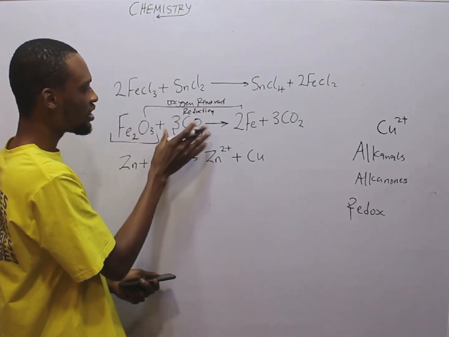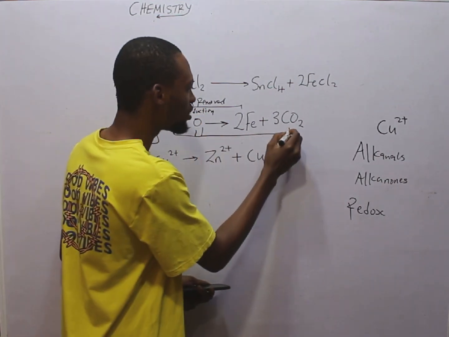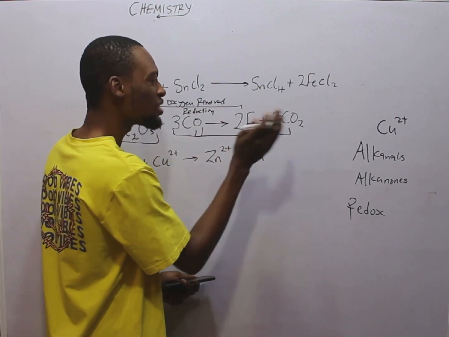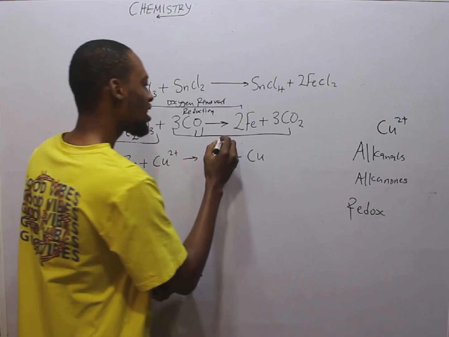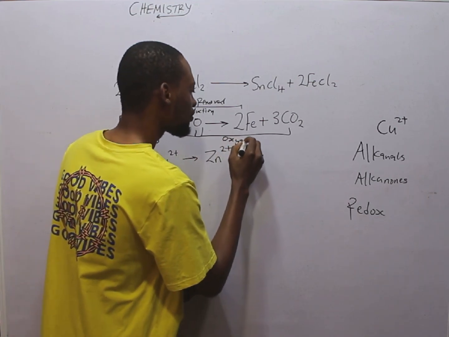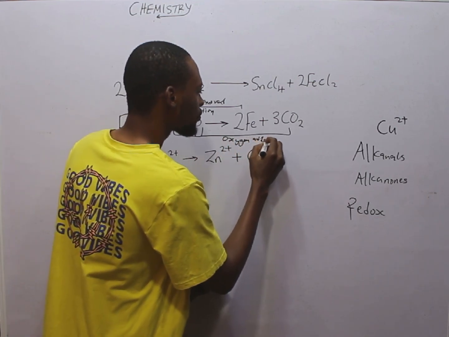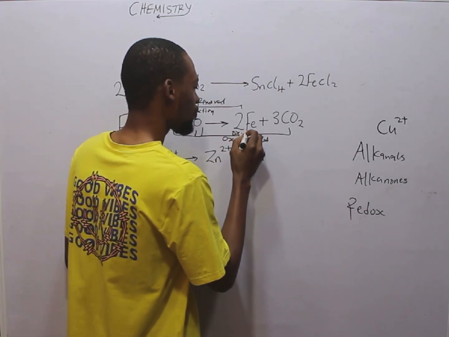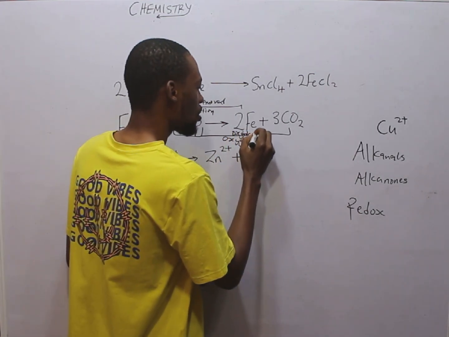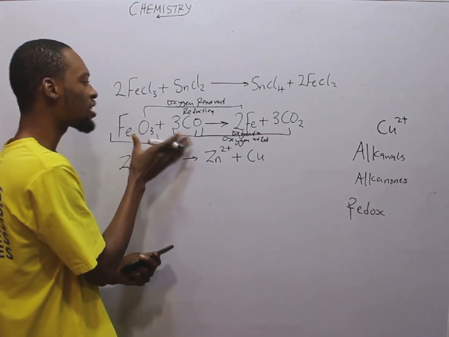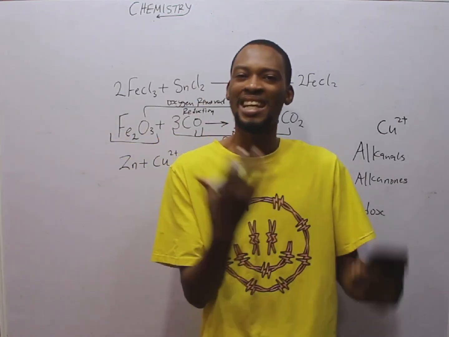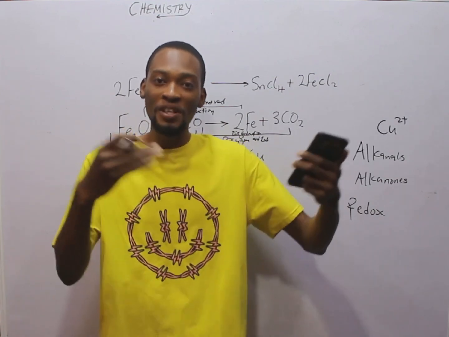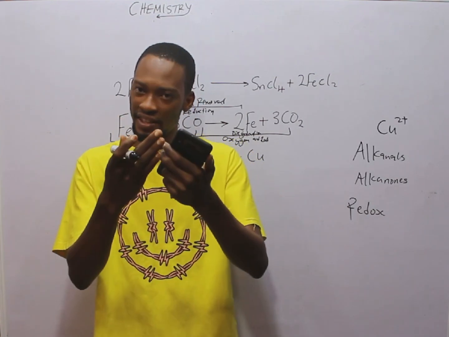Now, look at something. Here, from here to here, what has happened? We have 3 oxygen. Here, we have 3 times 2, 6 oxygen. What has happened? Oxygen added. And what is addition of oxygen? That is oxidation. What does that imply? In this reaction, oxidation and reduction are taking place together. Therefore, it qualifies to be referred to as redox reaction.